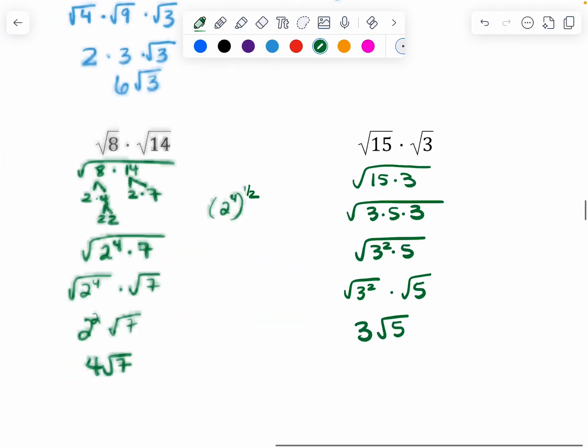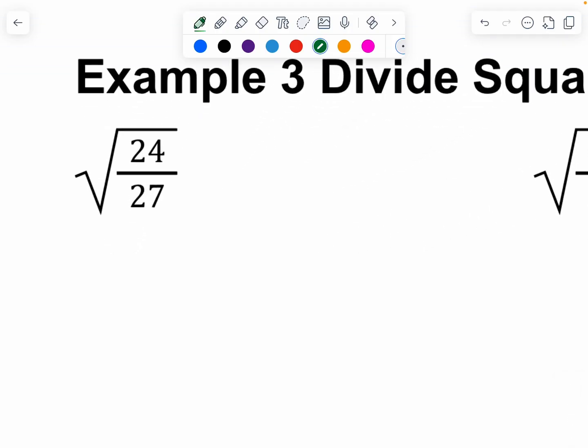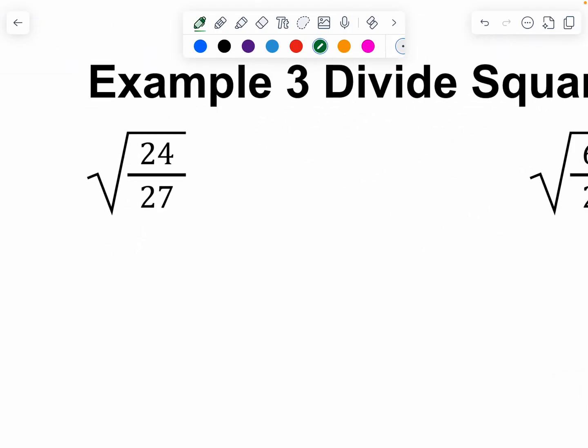Okay. Divide square roots. I'm going to tell you first, simplify the fraction first. What goes into both of them? 3 goes into both of them. It goes in 8 times here, it goes in 9 times here.